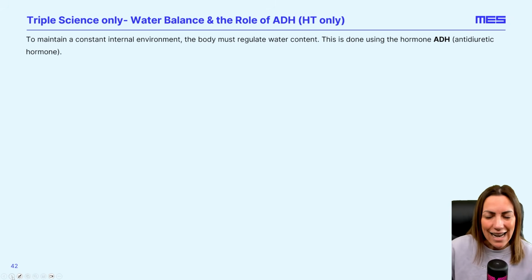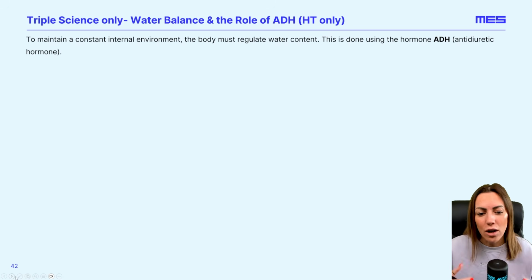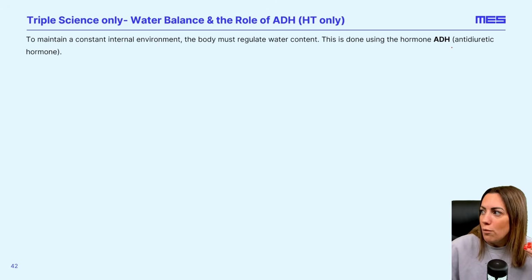Now, this again is higher tier. So if you're doing triple foundation, you don't have to know this either. To maintain a constant internal environment, we do have to regulate water content. Now, we spoke earlier about how water is lost from our lungs when we exhale, it's lost from our skin when we sweat. But the only way we can control the amount of water that we lose is via our kidneys using a hormone called ADH.